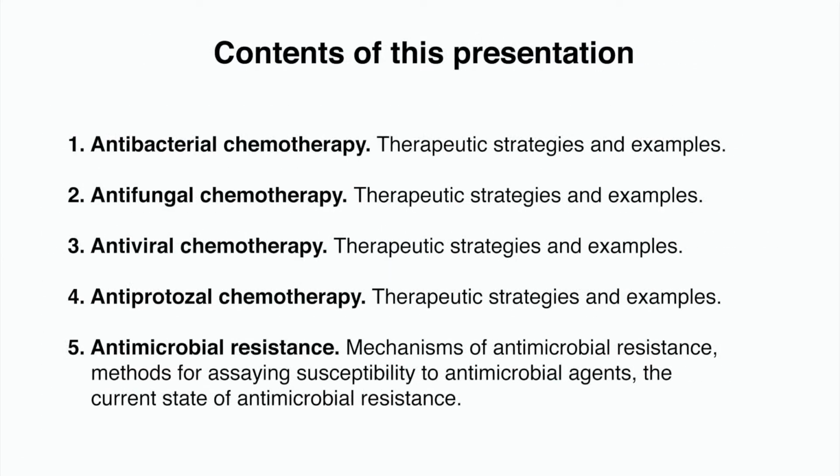The remainder of this presentation is divided into 5 sections. The first 4 sections will explore chemotherapeutic strategies against pathogenic bacteria, fungi, viruses, and protozoa, and give representative examples of individual chemotherapeutic agents for each group of pathogens. The final section will discuss mechanisms by which microorganisms can become resistant to antimicrobial chemotherapeutic agents.